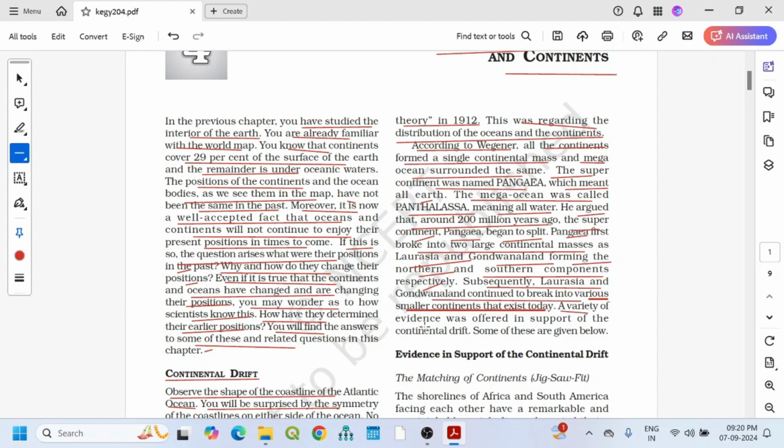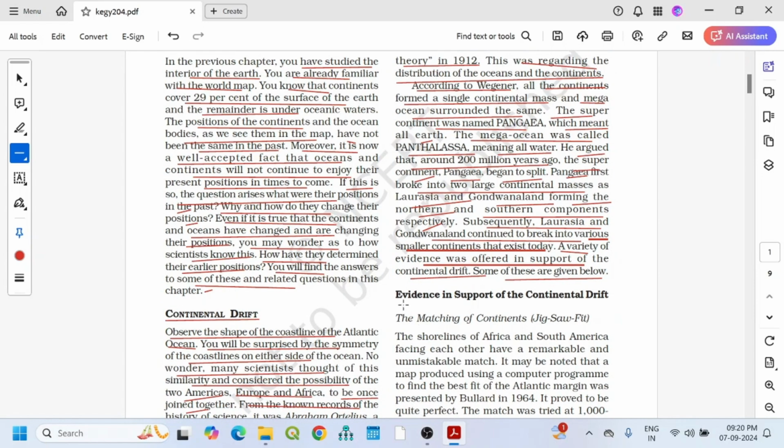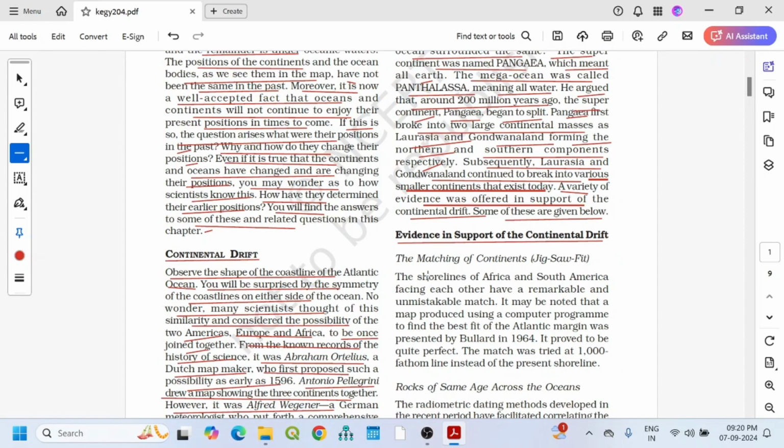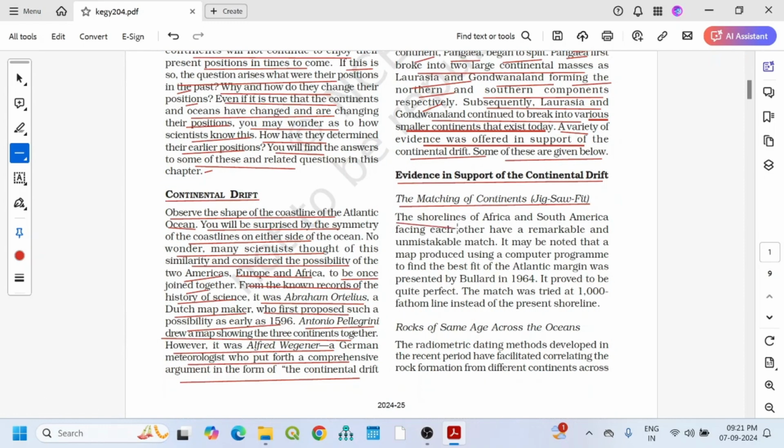A variety of evidence was offered in support of the continental drift. Some of these are given below. Evidences in support of the continental drift. The first is the matching of the continents, known as the jigsaw fit. The shorelines of Africa and South America facing each other have a remarkable and unmistakable match.